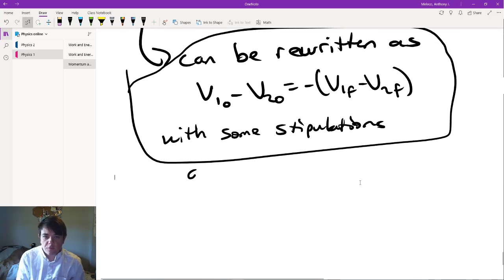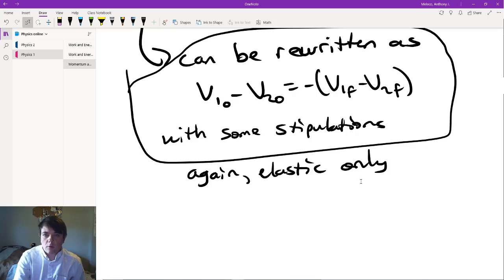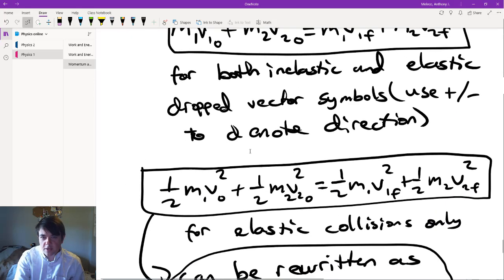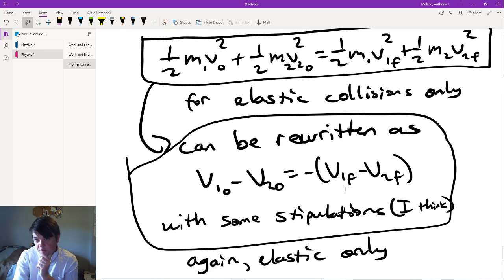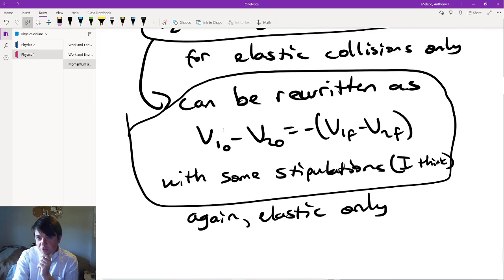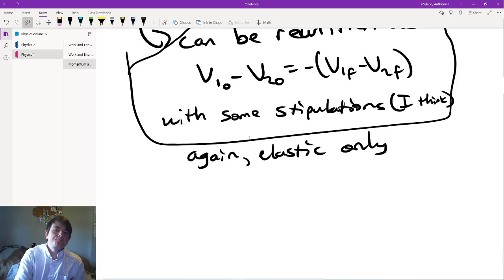This is elastic only, and I think there are stipulations. But this first equation can always be used for sure. This one, I'm pretty sure it can be rewritten. The only stipulation here is that the masses might have to be the same.